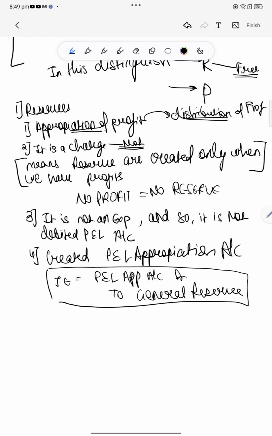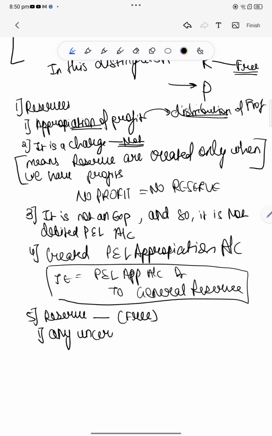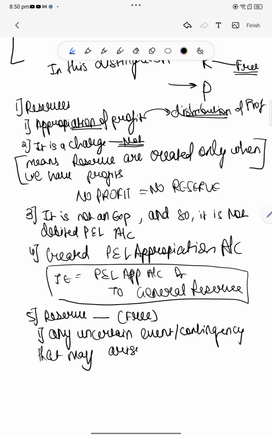Instead, it is appropriation. Second, reserves, and more precisely free reserves, are created for any uncertain event or contingency that may arise in future. It is not for any specific purpose. It can be for any random purpose, and it is created because of our conservative principle in accounting: record for all the anticipated loss. So the business thinks that they might incur a loss, so they are prudent, conservative beforehand, well prepared for the future, and they create a reserve so that if in future any contingencies arise, they have available funds to meet that contingency.